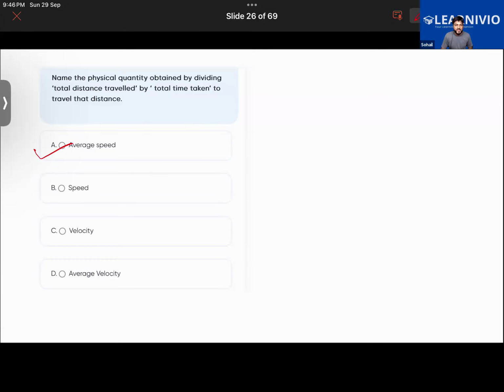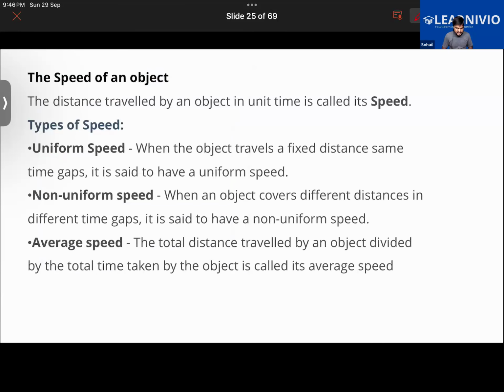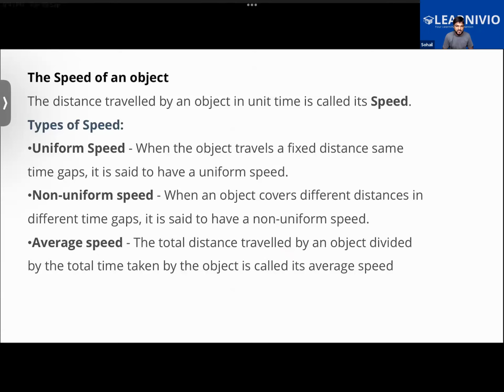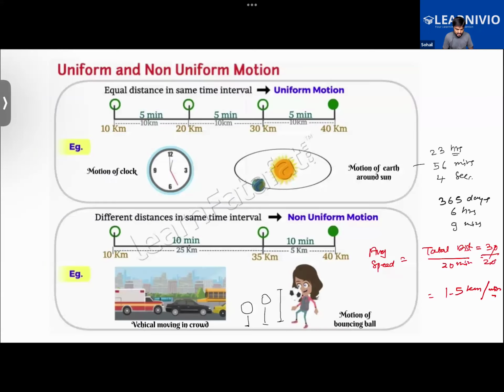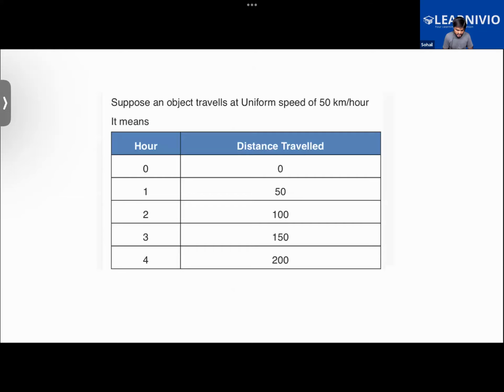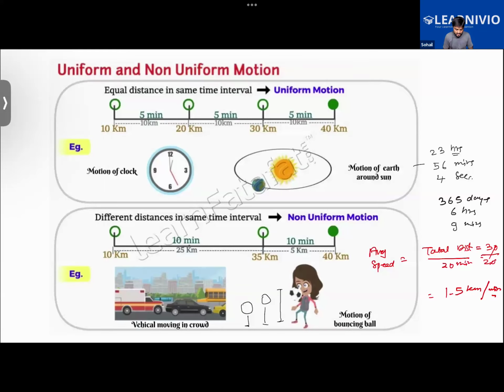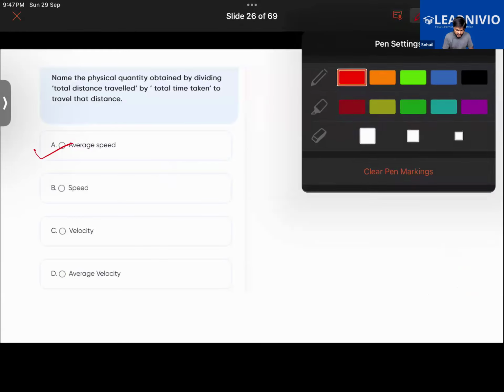Okay. So, as moments ago we learned, average speed is basically the total distance traveled by the object divided by the total time it takes. Okay. That is the thing. Before we continue to learn about uniform and non-uniform further, you guys solve one question for me.